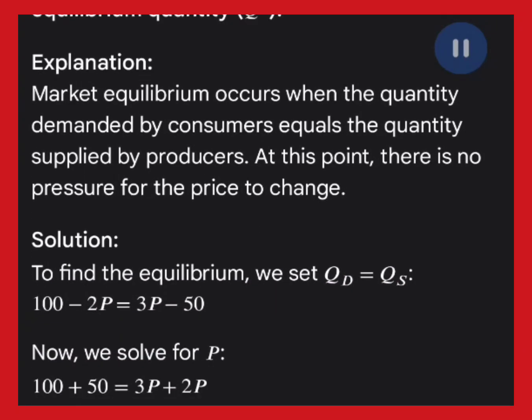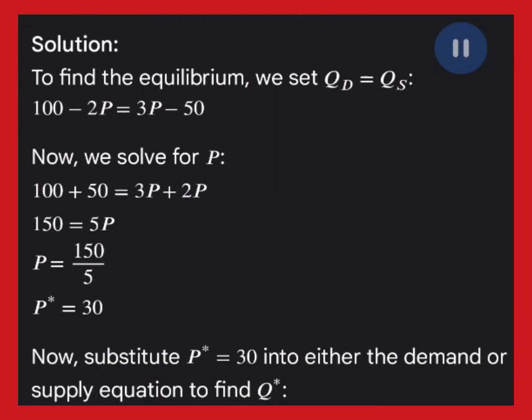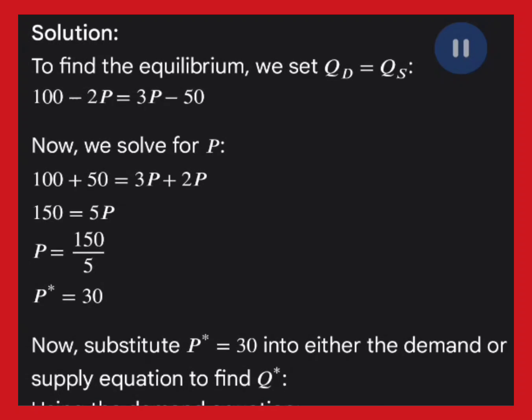Solution: to find the equilibrium, we set Q_D equals Q_S: 100 - 2P = 3P - 50. Now we solve for P. 100 + 50 = 3P + 2P. 150 = 5P. P = 150/5. P* = 30.